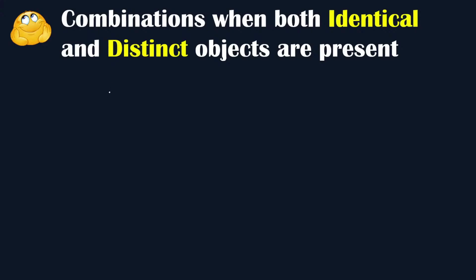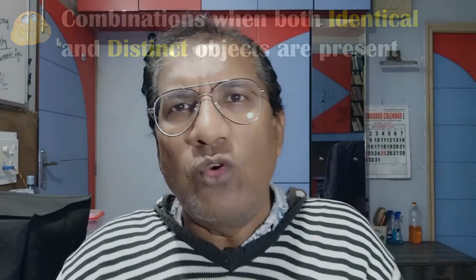Combinations when both identical and distinct objects are present. Now, so far whatever we have discussed in today's class is that objects were identical. But in that, we have not combined that there are certain alphabets or certain objects which are not identical. They are distinct. So in that case, how many different ways are there of selecting objects?